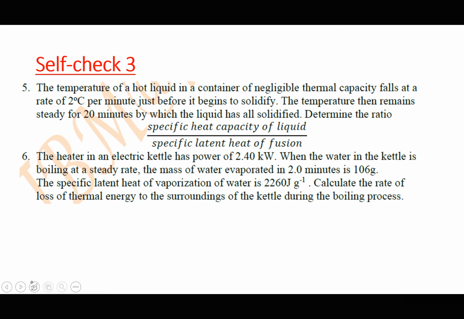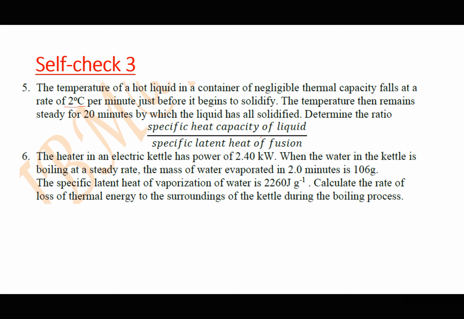The temperature of a hot liquid in a container of negligible thermal capacity falls at 2 degrees Celsius per minute just before it begins to solidify. The temperature then remains steady for 20 minutes, by which the liquid has all solidified. Determine the ratio, specific capacity of a liquid over specific latent heat of fusion. I think I can do this for people so that they can now attempt the remaining ones.